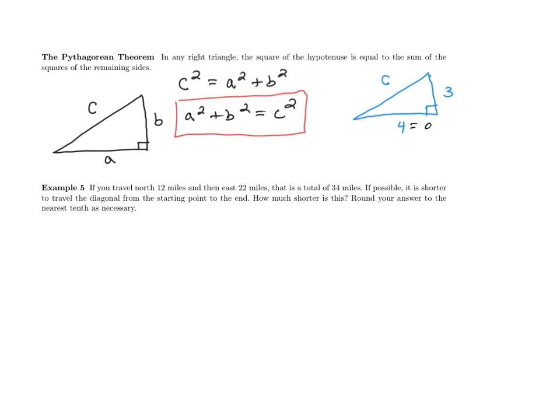I will call this side A and this side B. According to, I'll use this equation here, c squared is equal to a squared, which is 4 squared, plus b squared, which is 3 squared. So c squared is equal to 4 times 4 is 16, 3 times 3 is 9, and 16 plus 9 is 25. So we just solved for c squared. Not c, but c squared.